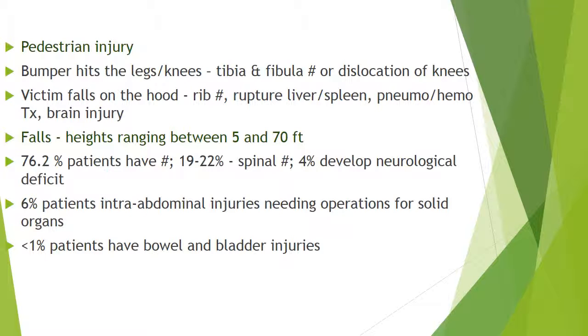During a PVA, or pedestrian vehicular accident, it is usual for the bumper to strike the legs and knees of the pedestrian, therefore causing a tibia and fibula fracture and/or dislocation of the knees. The victim falls either on the hood of the car, or on the road, or on the curb, therefore fracturing ribs, rupturing the liver and spleen, also causing a pneumo and hemothorax. Not to forget, there is even a brain injury because of the head striking either the hood or the road.